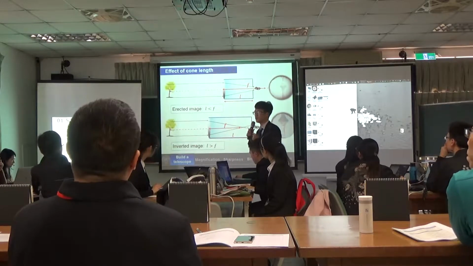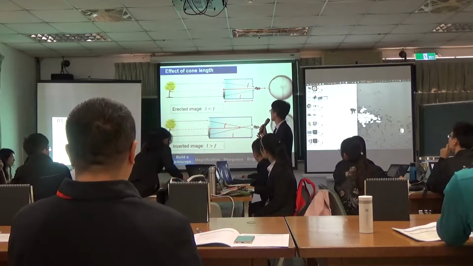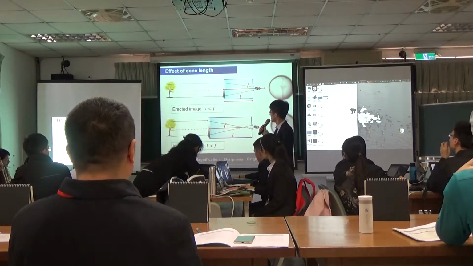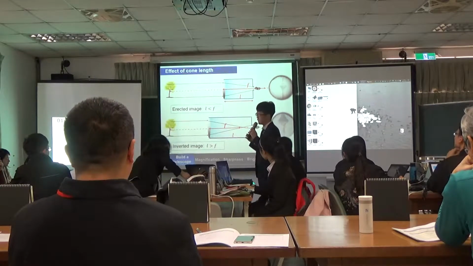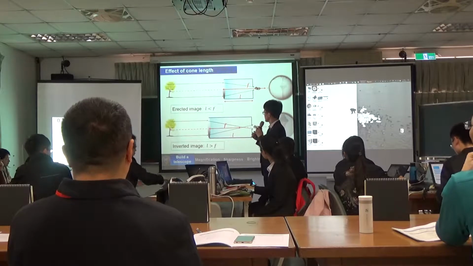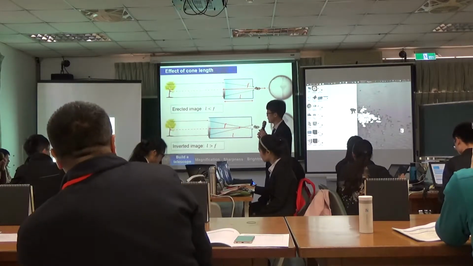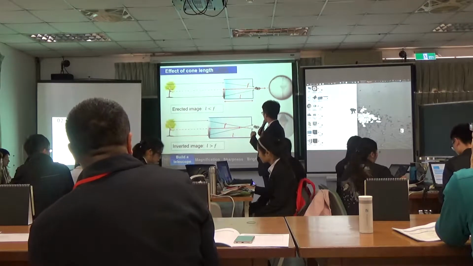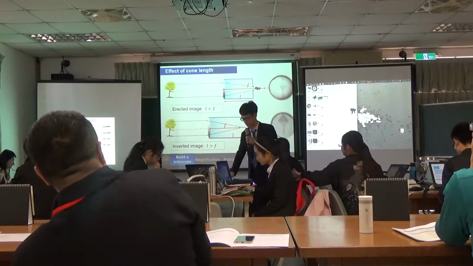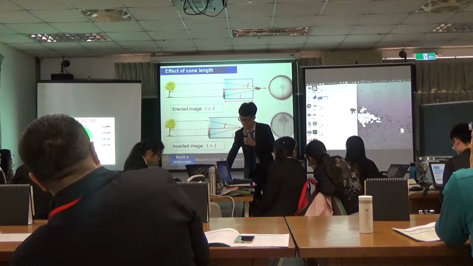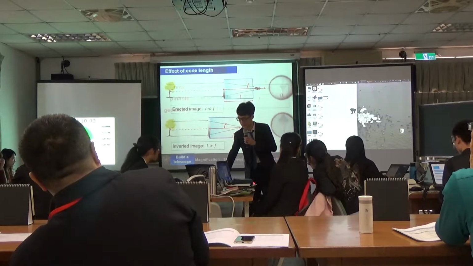We also found that for two values of the cone length, it could image. When the length of the cone is shorter than f, it makes an erect image, and when the length is longer than f, it makes an inverted image.